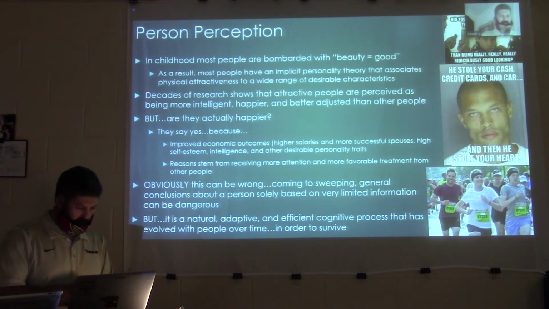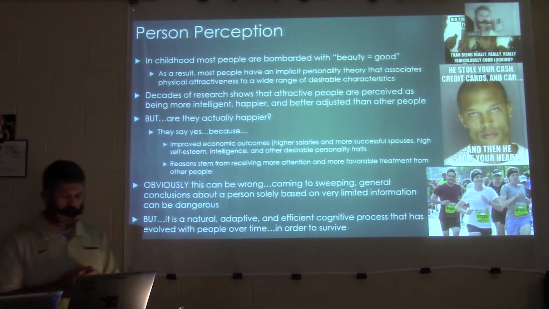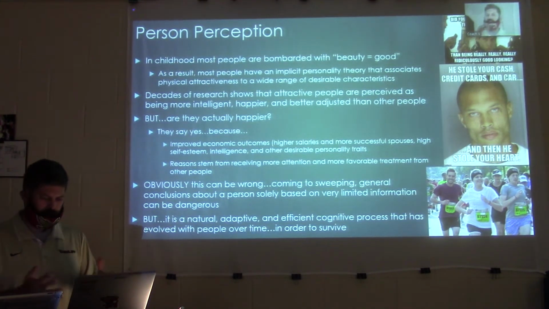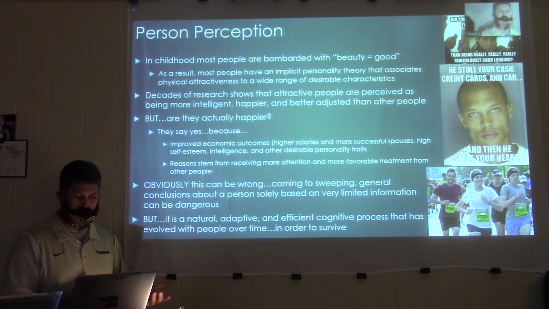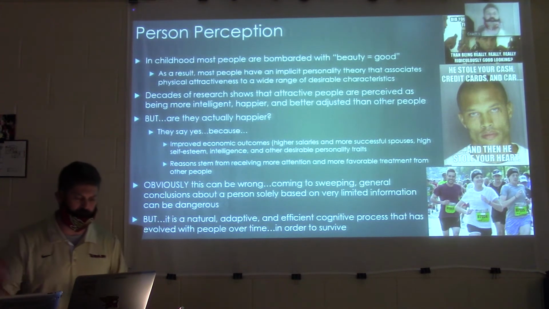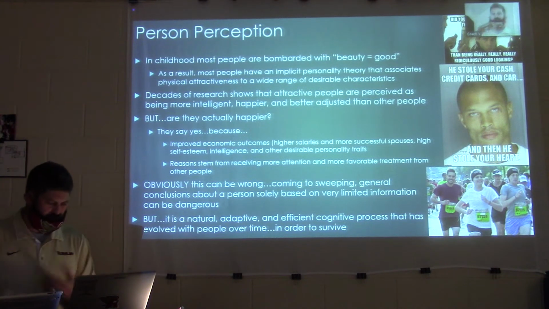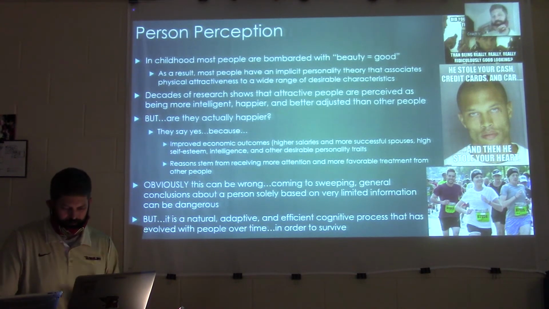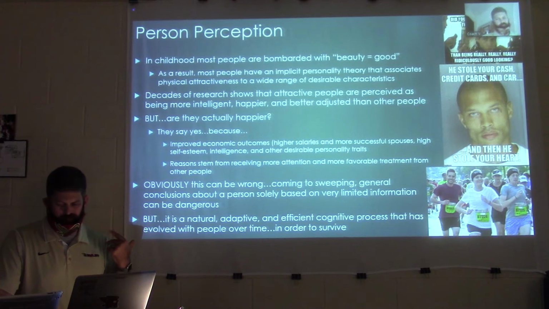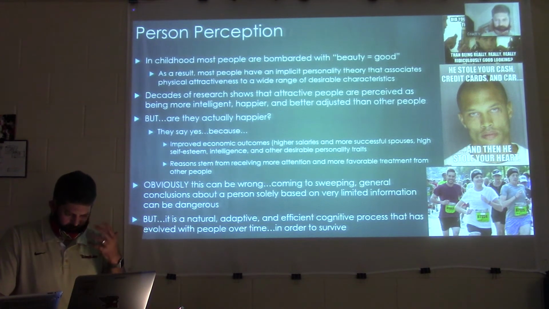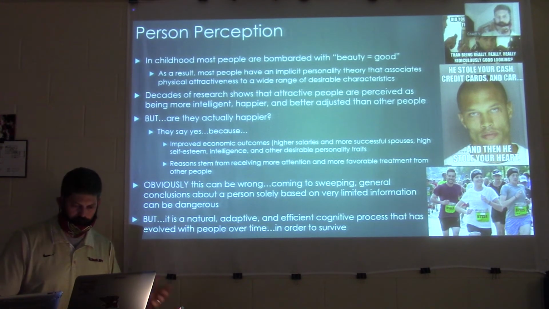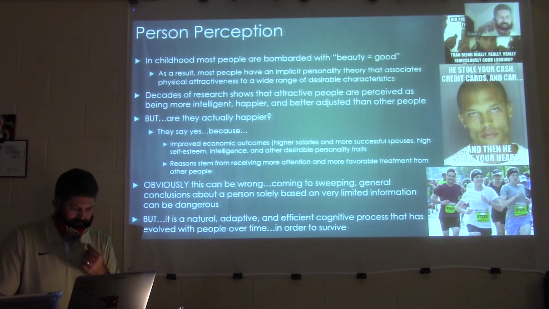All right, in childhood, most people are bombarded with the idea that beauty equals good. This is implicit bias, kind of. So as a result, most people have an implicit personality theory that associates physical attractiveness with a wide range of desirable characteristics. What is physical attractiveness? You can get into it a little bit, like symmetry and sometimes eye color and stuff like that. But it goes back again to evolutionary things.